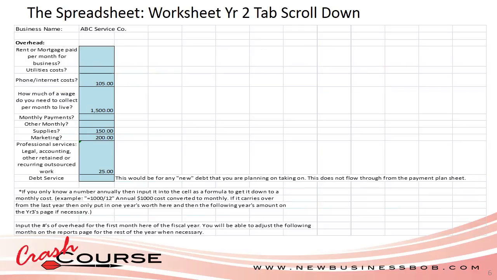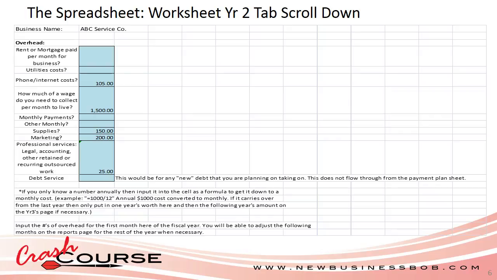Down below, we again get to overhead, because overhead can change from year to year, and I encourage you to reevaluate your thinking as far as overhead from year to year goes. Include some moderate increase in costs. In this case, your phone costs have gone up moderately, and we've indicated that the wages are actually going up here as well to $1,500. Supplies, marketing, etc., all of that kind of flows through.